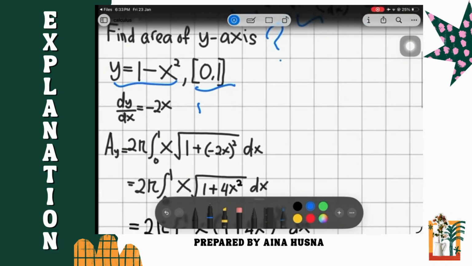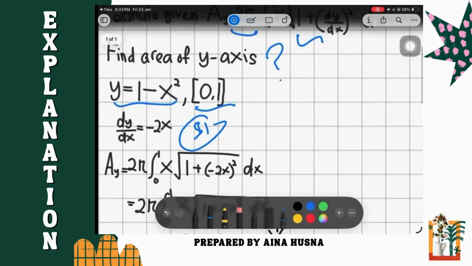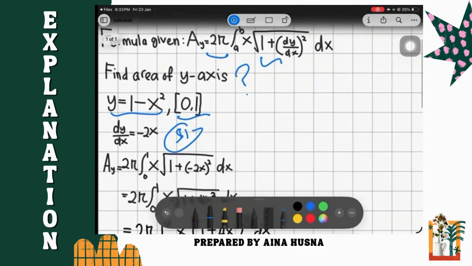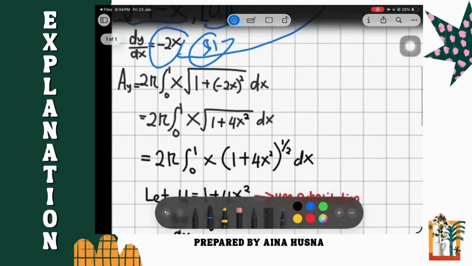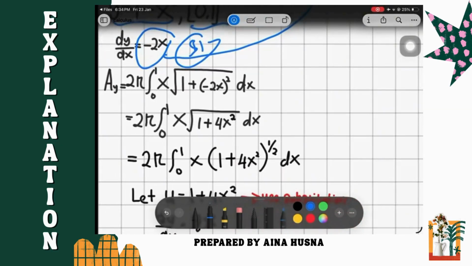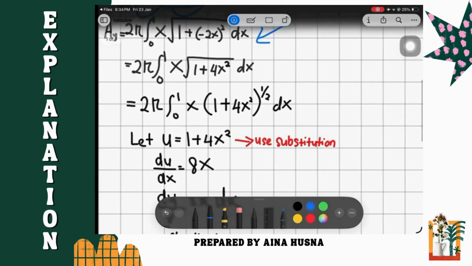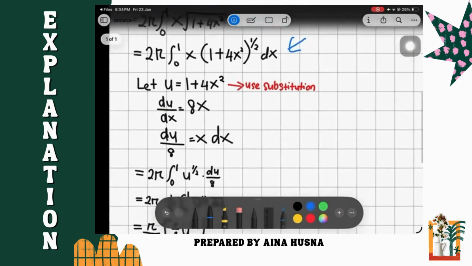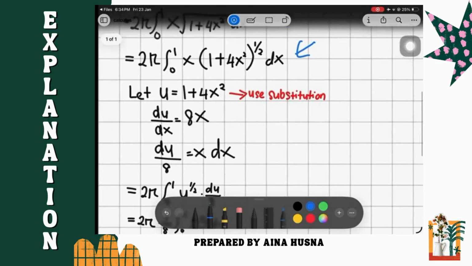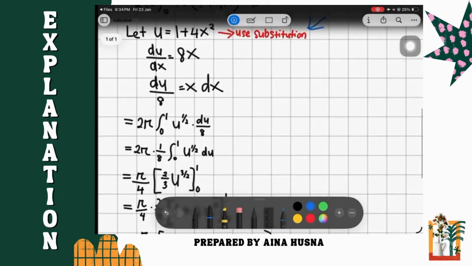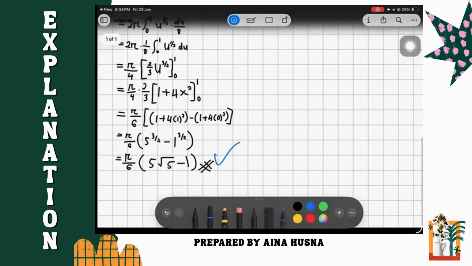First, we need to differentiate the equation of y. After we get the answer, we need to insert it into the formula that is given. From the formula, we insert the dy/dx and solve the calculation until we get this. After that, we need to let u, which is using substitution, to get to the final answer.